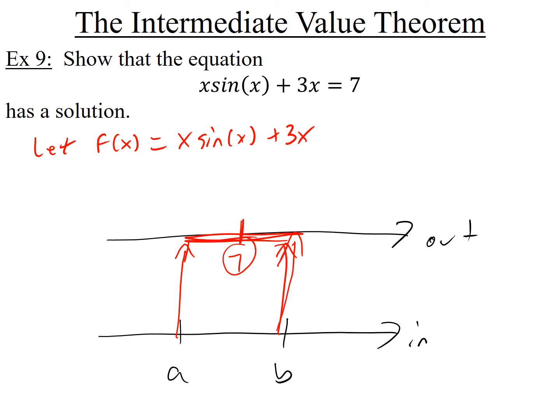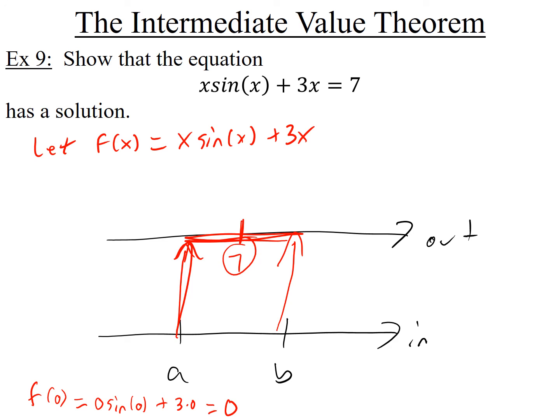So now what you do is you start plugging in numbers. Any number you want. Let's go ahead and plug in 0. 0 is an easy thing to plug in. What do you get when you plug in 0? You get 0 times sine 0 plus 3 times 0. So you get 0. You might think we're done, but remember, I want 7 as an output, not 0. So 0 sounds good, we'll use that one. If you plug in 0, you get 0, so I'm getting a number less than 7. Now I need another input where I can get a number bigger than 7.